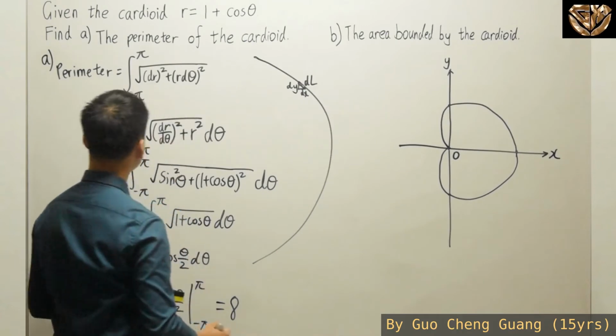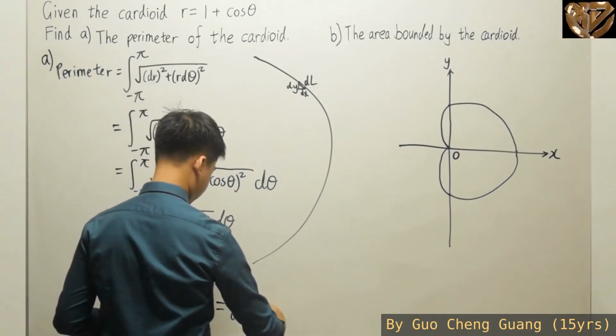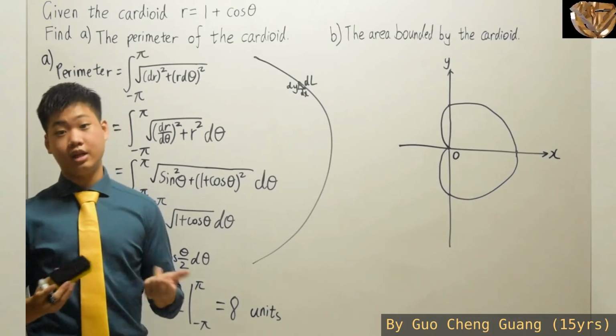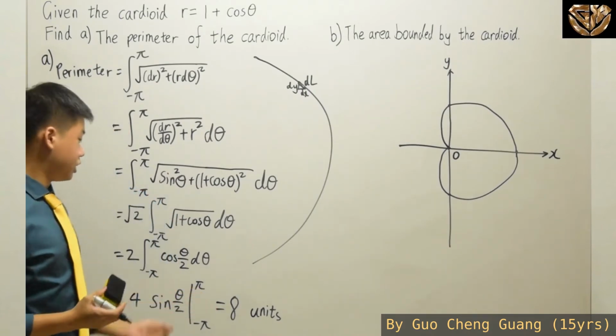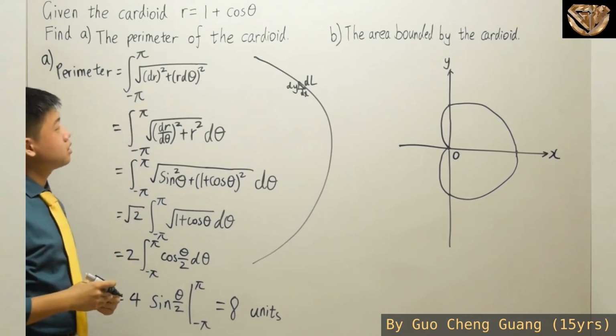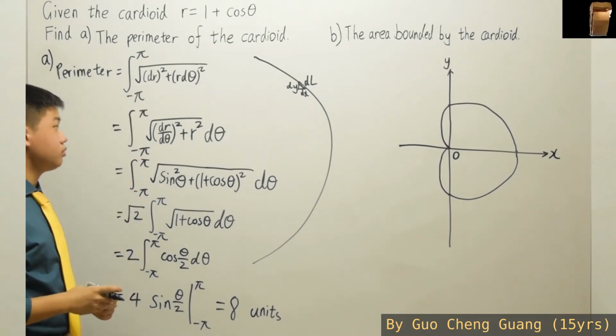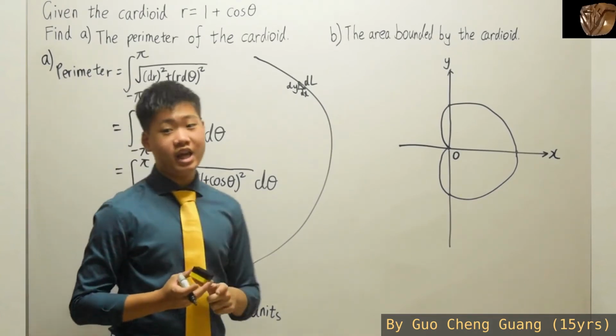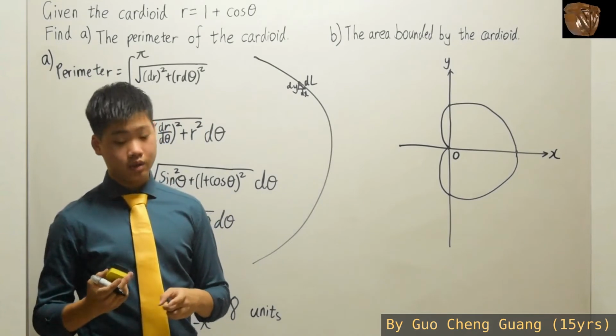So it will be 8 for your perimeter. Of course, you could say that this is just 8 units, since here we don't exactly have a unit, but we would have 8 units of length for the perimeter of the cardioid. Alright, next up, we need to find the area bounded by this cardioid.